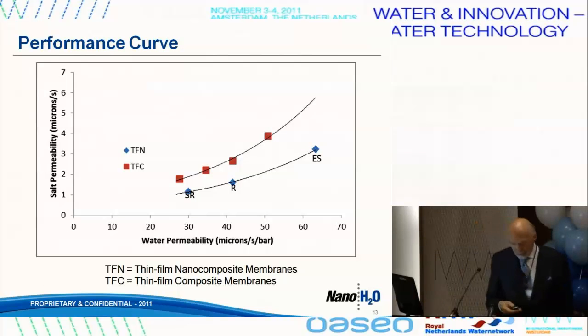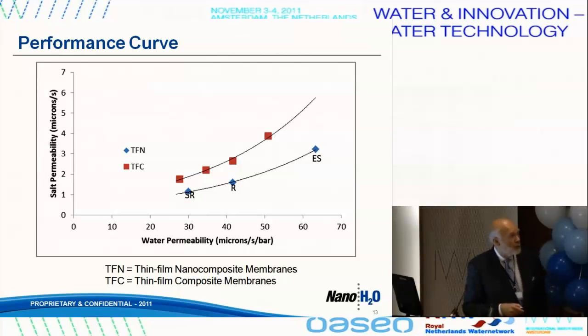And I think there's a trade-off here. There's always a trade-off between water permeability and salt permeability. For a conventional membrane, you see that at low water permeability, there's very little salt permeability. At higher, there is more salt permeability. It's true for all membranes. It's true for nanocomposites as well. But what's happening here is that we're able to decrease the slope of this curve.